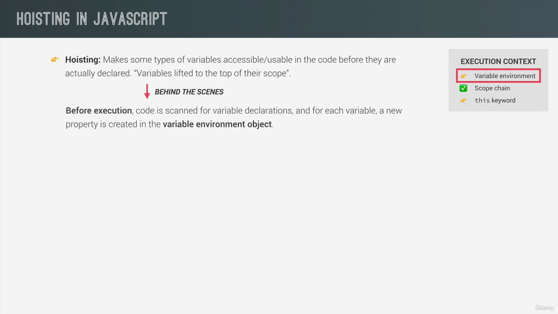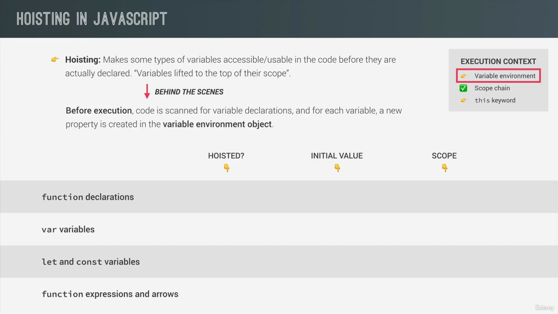Now, hoisting does not work the same for all variable types. And so let's analyze the way hoisting works for function declarations, variables defined with var, variables defined with let or const, and function expressions, and also arrow functions.